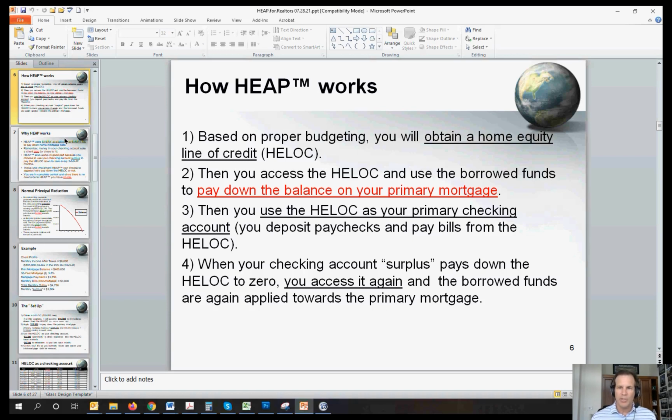And so what is that doing? Instead of putting the money in your checking account, which is going to earn you zero on a daily basis, you're going to pay down your home equity line of credit, which is going to do what? Use every available dollar every day to pay down mortgage debt.